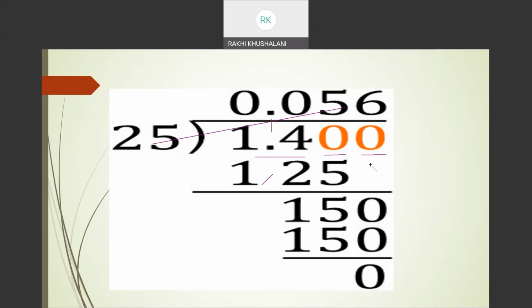Now, when I add one more 0 here, I can bring it down. That 15 becomes 150. Is 150 divisible by 25? Yes, it is divisible by 25. 25 into 6 is equals to 150. And now after the subtraction, I get 0. So I'm safe and sound. I have a dividend 21.4, a quotient 0.056, and my divisor was 25.